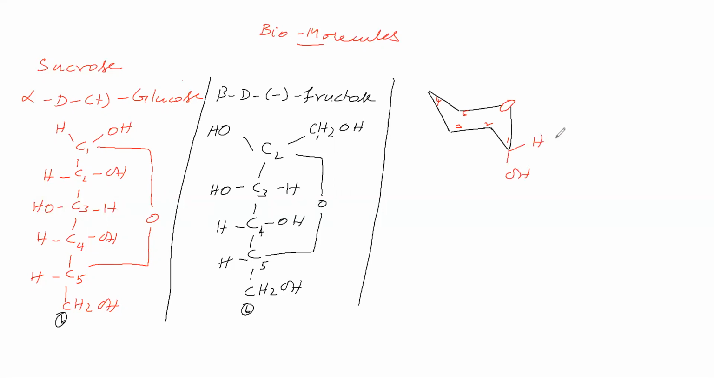Up is hydrogen. H is equatorial, OH is axial. Here axial is down, then in the second carbon axial is up. Axial is up, equatorial is down, like this. In the second carbon OH is on the right, therefore we write it in the equatorial position down. In the second carbon axial is up, therefore in the third carbon axial is down, equatorial is up. In the fourth carbon axial is up. In the fifth carbon axial is down.